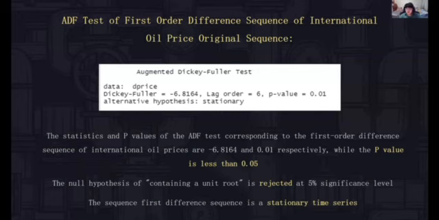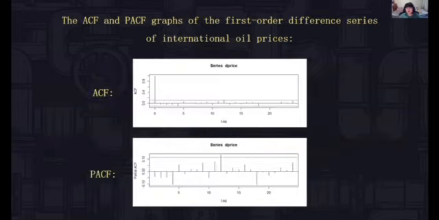And according to the statistic and p-value of the ADF test corresponding to the first-order difference series of international oil price in the table above, they are -6.8164 and 0.01 respectively, and the p-value is less than 0.05. So the null hypothesis of containing a unit root is rejected at a significance level of 5%, and the first difference series is a stationary time series. The ACF and PACF graphs of the first-order difference series of international oil price are like this.